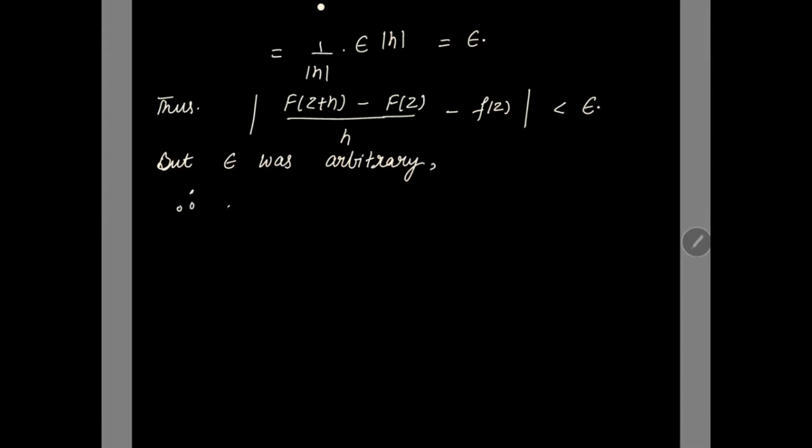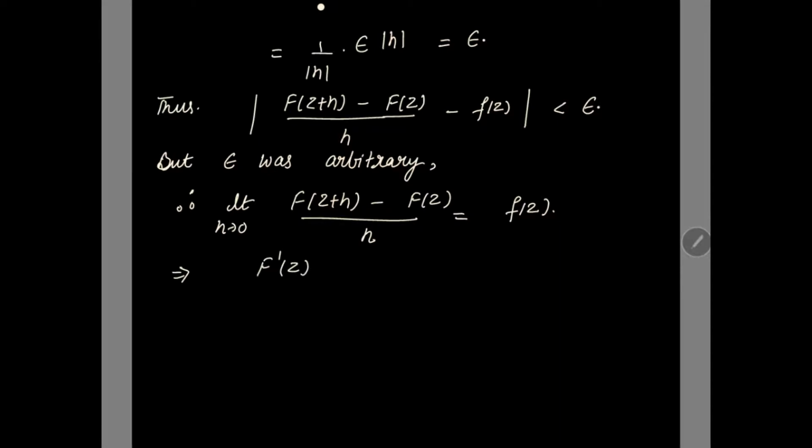So therefore limit h tends to 0, f of z plus h minus f of z over h is equal to f of z, and this is nothing but your definition for differentiability. Which implies f dash z is equal to f z. So thus if this happens, your f z is analytic in D with f dash z equal to f z.